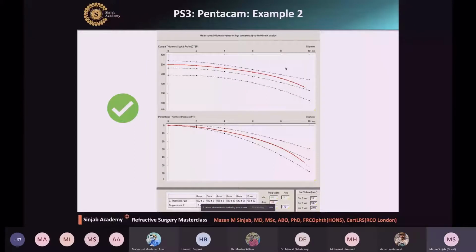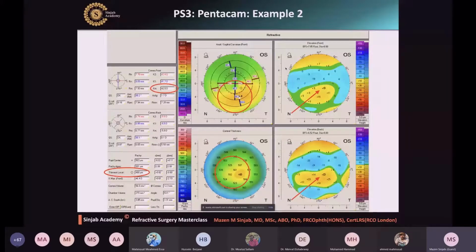And then we come to the left eye. As you see, there is an inferior steepening. If we look at the thinnest location on the elevation map, we can see on the posterior surface plus 22. On the posterior surface, the number is plus 22.